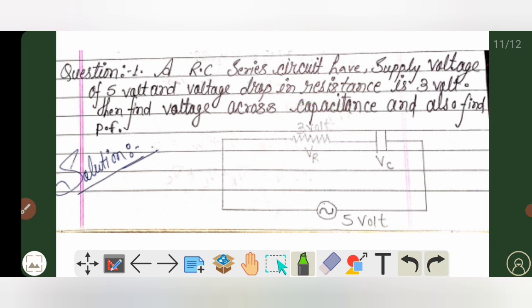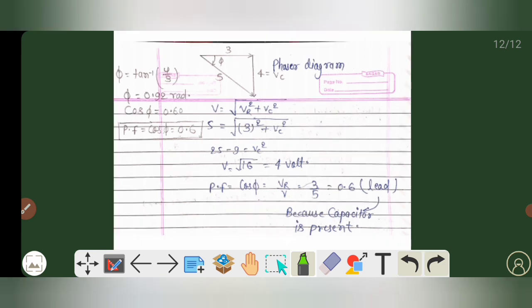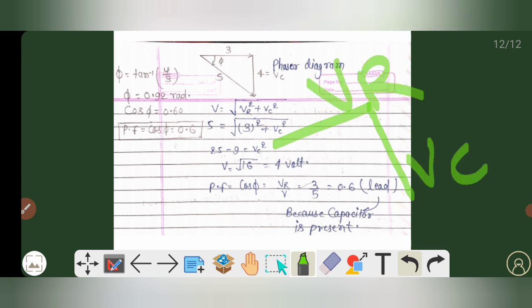Then we have to find out the voltage across the capacitor, and we have to find out the power factor. Now my dear friends, first of all, we will draw the phasor diagram of series RC circuit. For drawing the phasor diagram of series RC circuit, as we know, we take current as a reference, and then we draw the voltages. This is the voltage across the capacitor, this is the voltage across the resistor, and this is the equivalent voltage.